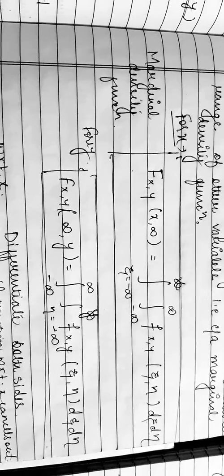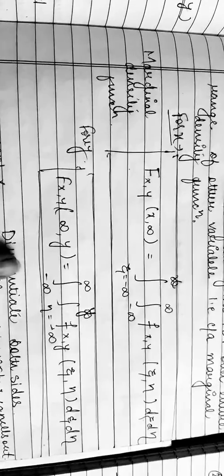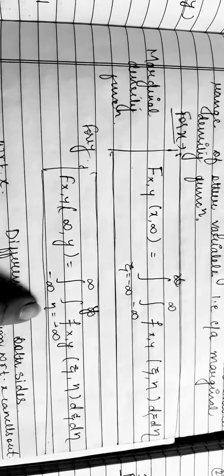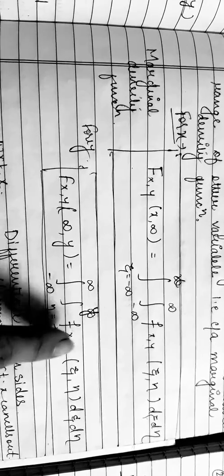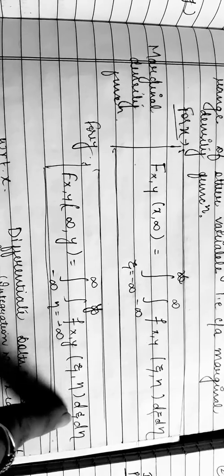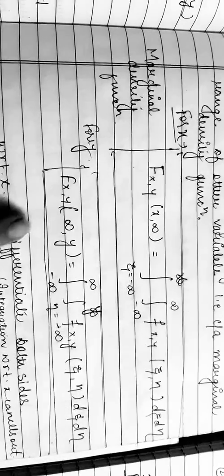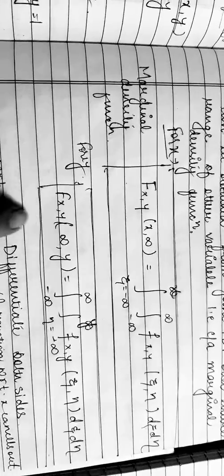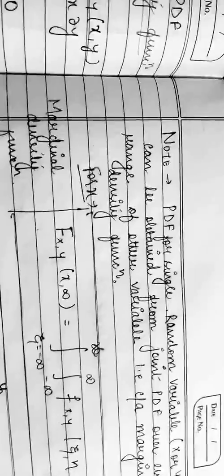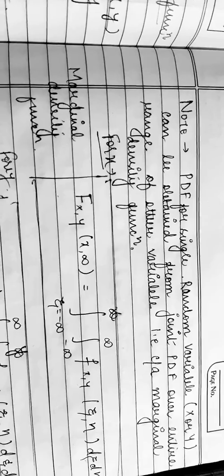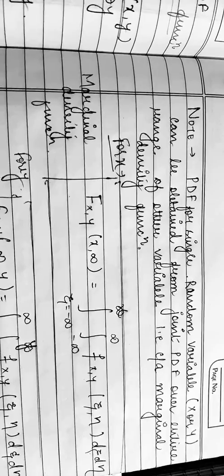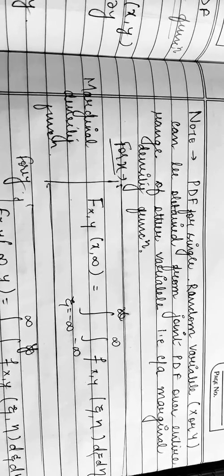For y it is F(∞, y), which is equal to the double integral over psi from minus infinity to infinity and eta from minus infinity to y of f(psi, eta) d psi d eta. So here F(∞, y) represents the marginal function for y. We note a point that the PDF for a single random variable, that is capital X or capital Y, can be obtained from the joint PDF over the entire range of the other variable, which is called the marginal density function.